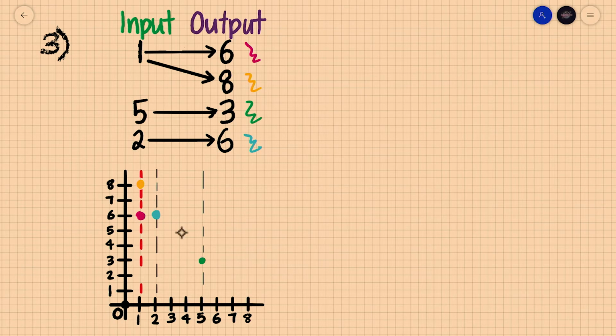If it was just these two, then yeah, that's a function. If you got rid of one of these, the yellow or the pink one, then it would still be a function because there's still only one. However, because there are both on this specific line, it's not a function.